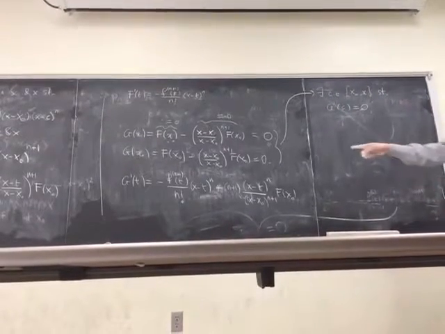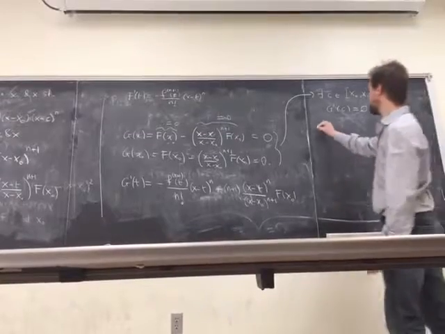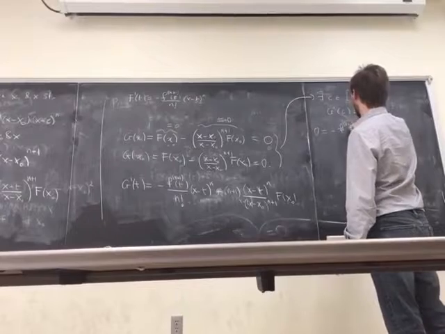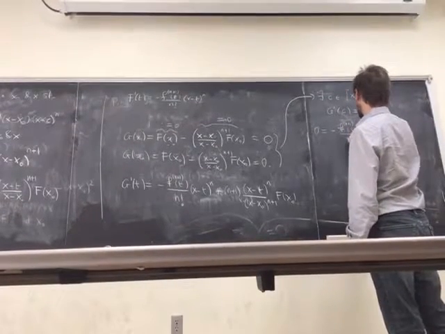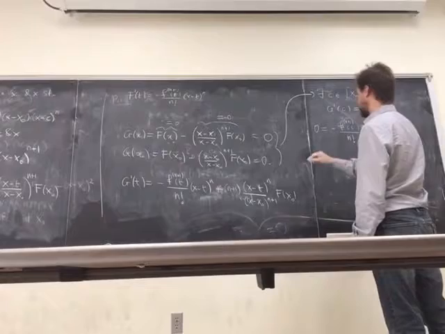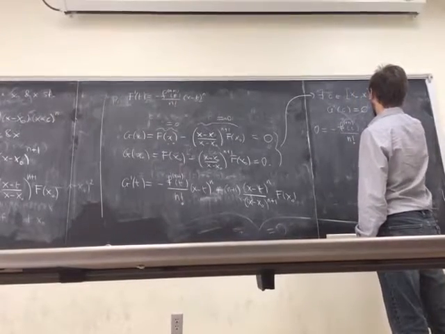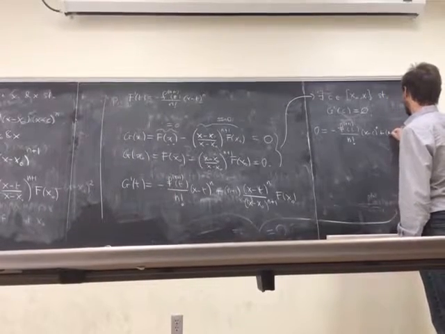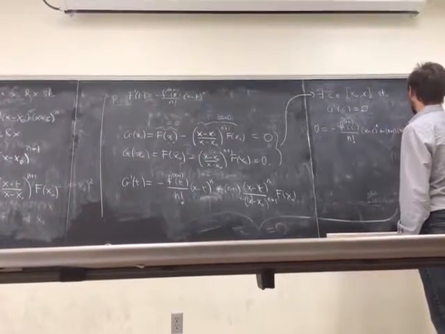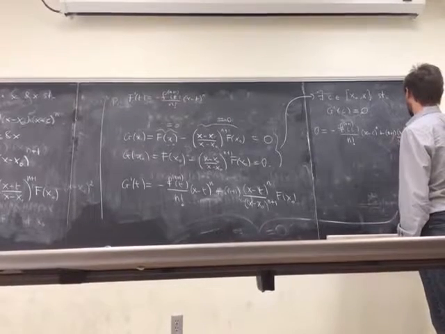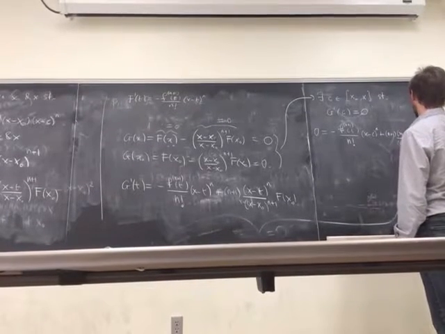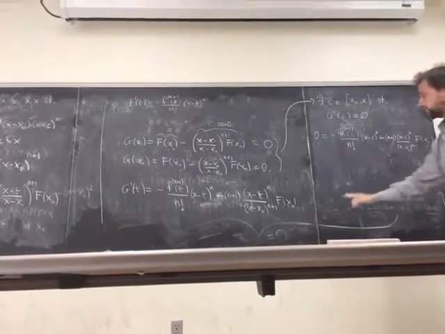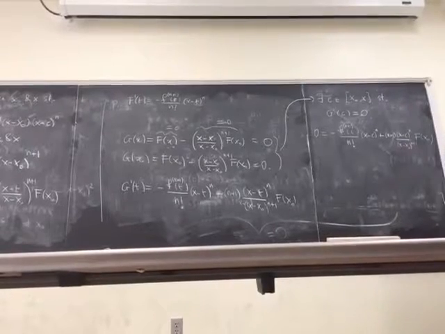And what does it mean that g prime of c is equal to 0? It means 0 equals minus f^(n+1) at c divided by n factorial times (x minus c)^n, plus n plus 1 times (x minus c)^n over (x minus x naught)^(n+1) times f of x naught. Well, I'm just writing down this formula here.